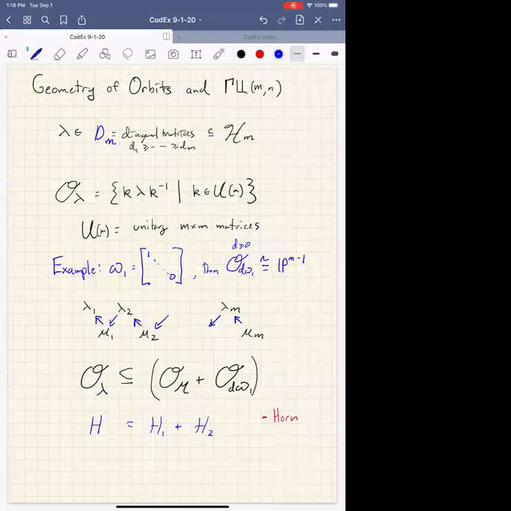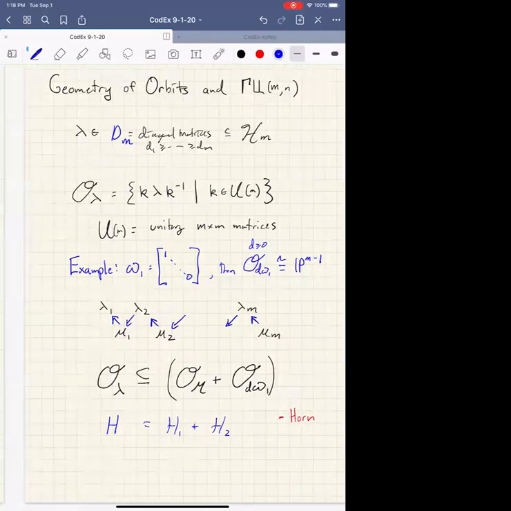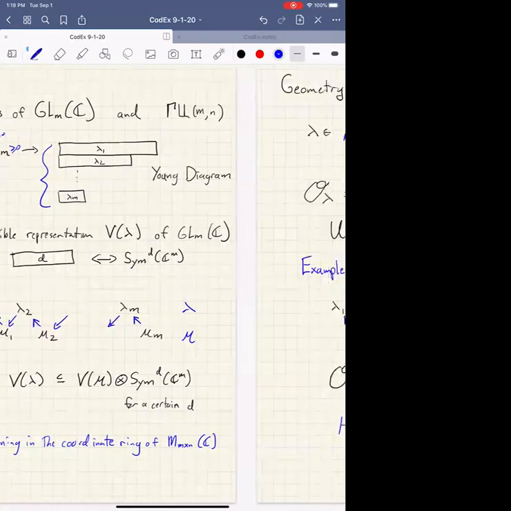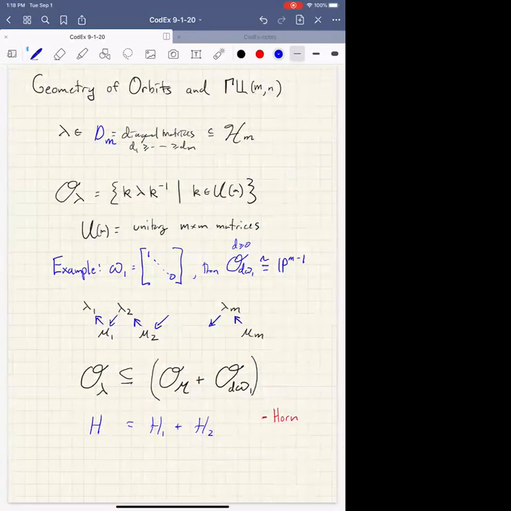Okay, so that's the geometry and the representation theory of these Gelfand-Zetlin patterns. And you'll notice that there's a nice relationship here. We have V_lambda including into this tensor product involving mu and d. And here we have O_lambda including into this sum of O_mu and O_d. Okay, so that's the second example.